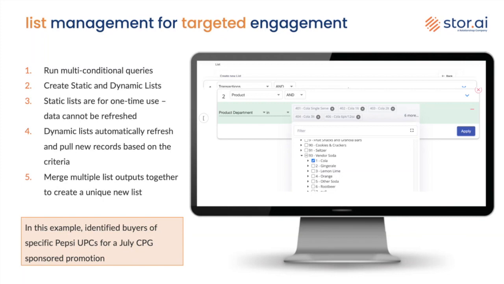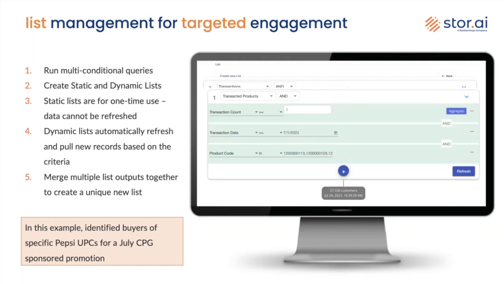And then we want to identify these specific UPCs that shoppers were buying. So we uploaded a list of UPCs. You can see here under product code. And that identified those 27,726 customers who shopped here in July, who bought a specific Pepsi product that was part of this CPG sponsored promotion. And then we can export that list out if you want to do something with it, or it'll reside in our tool where you then could market to them.